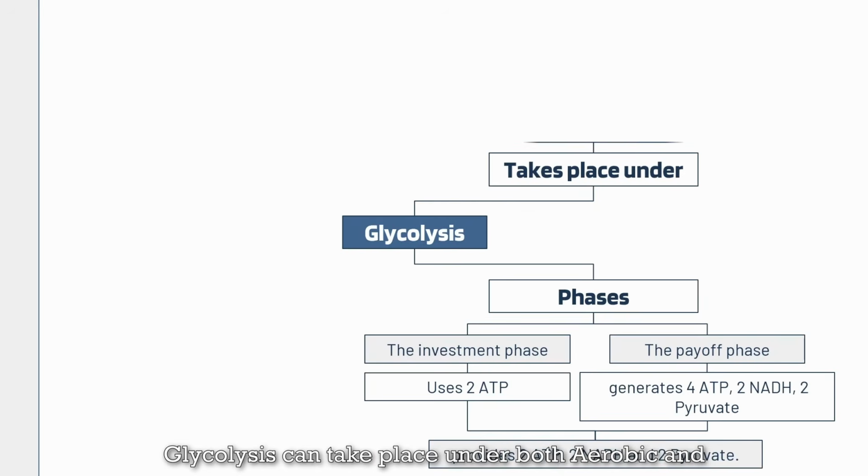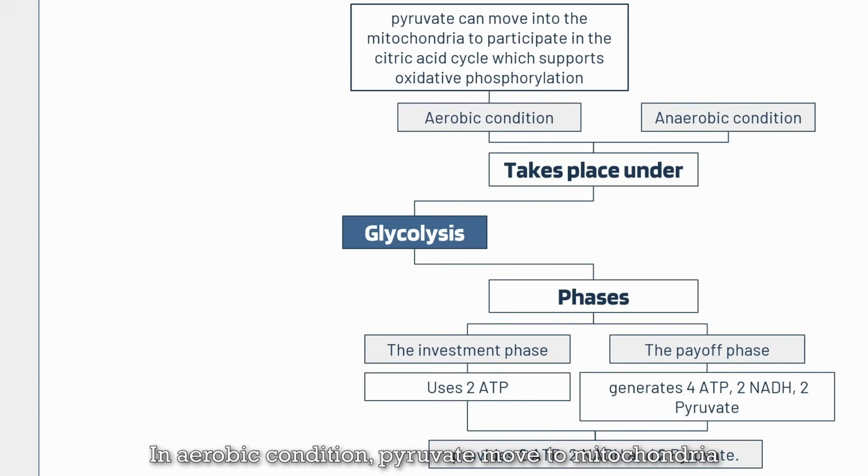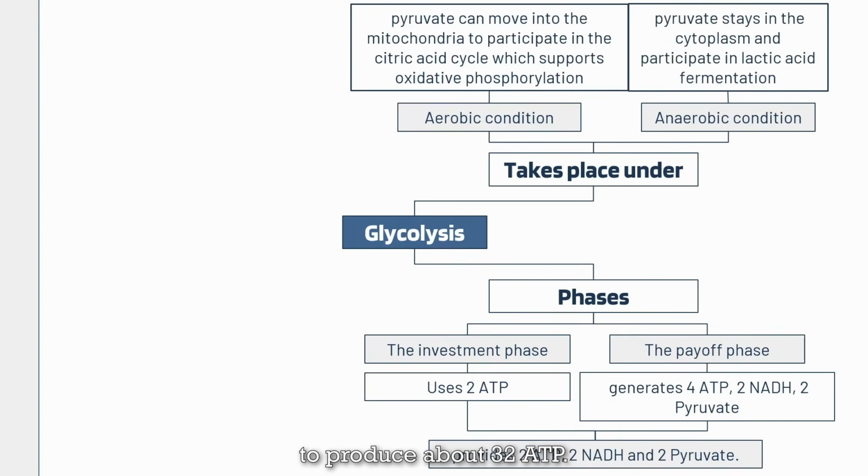Glycolysis can take place under both aerobic and anaerobic conditions. In aerobic conditions, pyruvate moves to the mitochondria to participate in the citric acid cycle, which further supports oxidative phosphorylation to produce about 32 ATP. In anaerobic conditions, pyruvate stays in the cytoplasm. It participates in lactic acid fermentation to produce lactate.